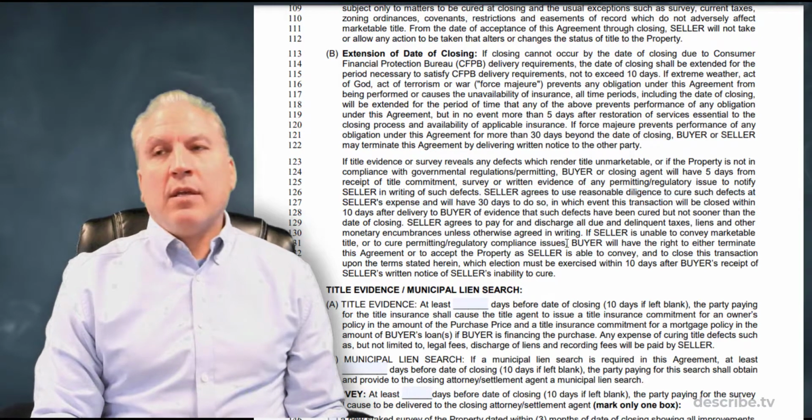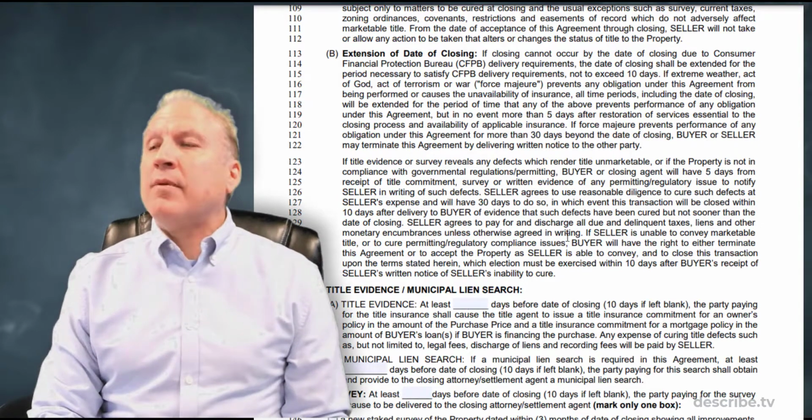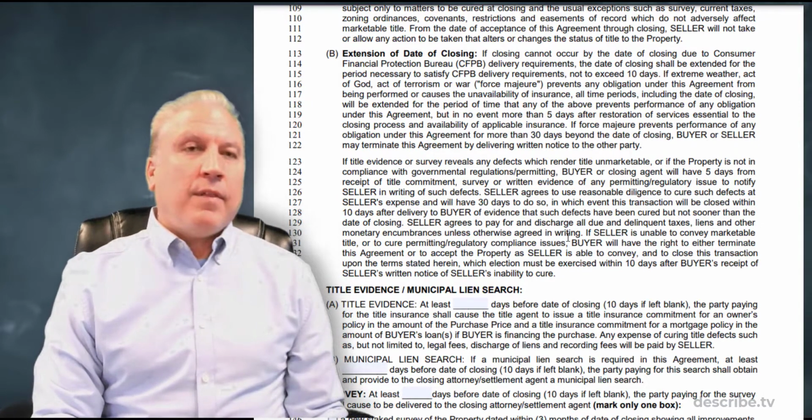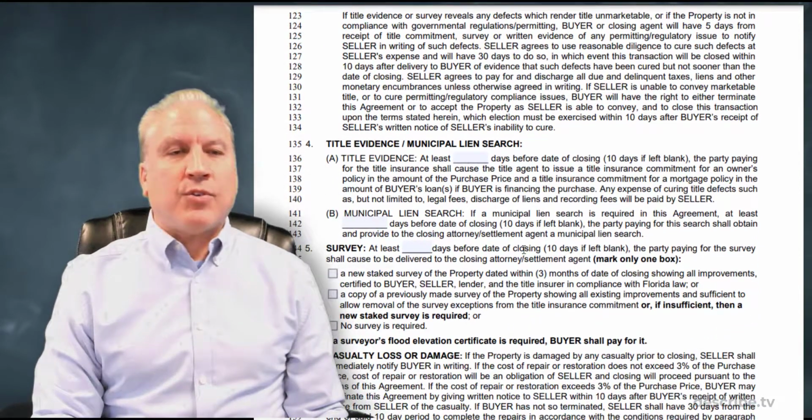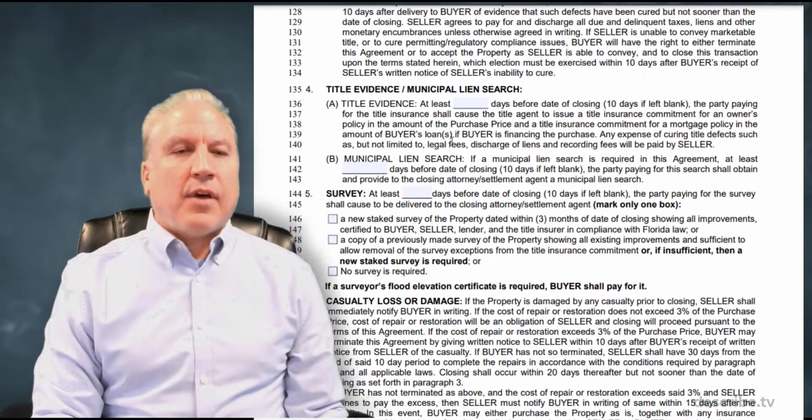So basically, this is a provision. If there's a title problem, you tell the seller, they have an opportunity to fix it. It's important to have that in the contract. The title evidence and municipal lien search has to be provided to the seller. What about survey?